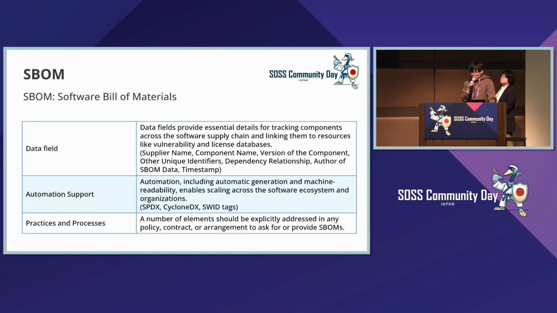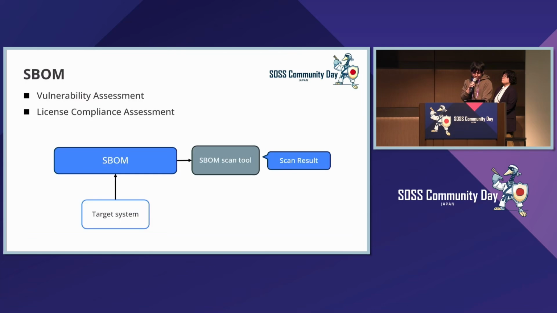SBOM is composed of 3 elements, which the NTIA publishes as the minimum elements of SBOM. SBOM can also be used to assess vulnerability based on the package information described in the SBOM. It is also expected to be used for license compliance management. There are various SBOM scanning tools such as Trivy, Syft, and SBOM tools by open source projects. Then both SCAP and SBOM can be used for vulnerability assessments. So how are the two different?